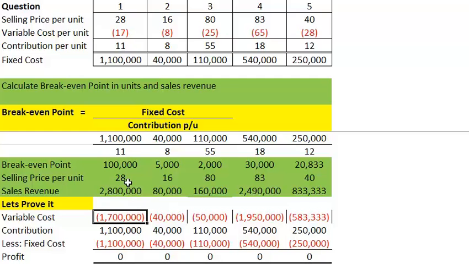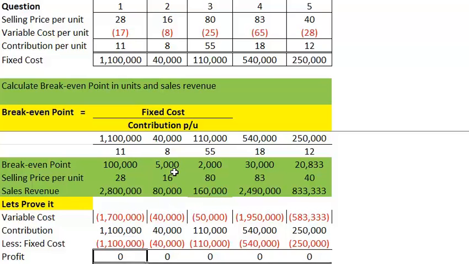Likewise, we multiply the 100,000 break-even sales level by variable cost of 17 pound. We get total variable cost of 1.7 million. We deduct variable cost from sales revenue of 2.8 million. Total contribution is 1.1 million, and from 1.1 million contribution we deduct fixed cost of 1.1 million. You can see profit is 0.